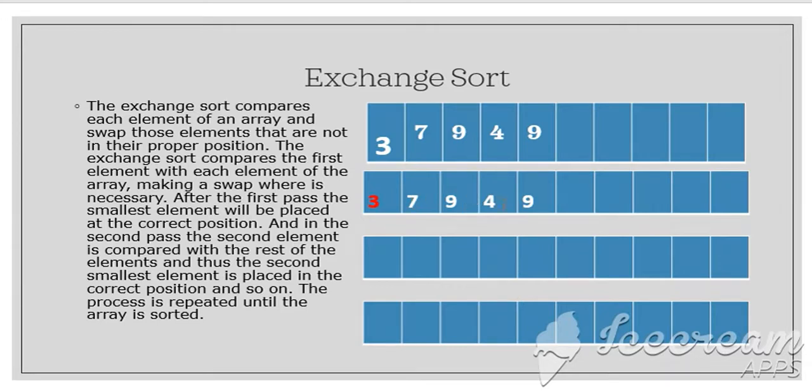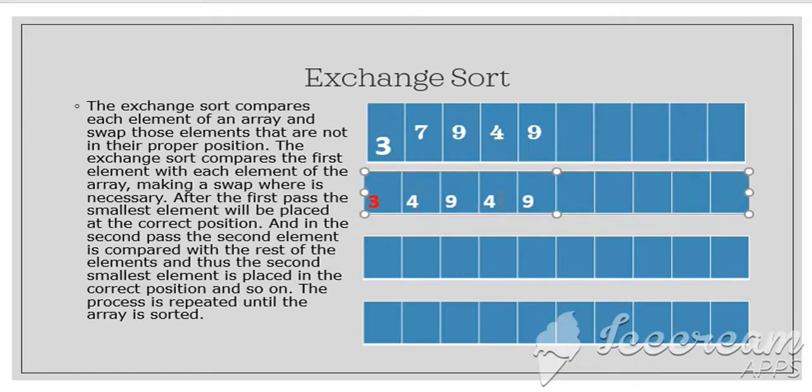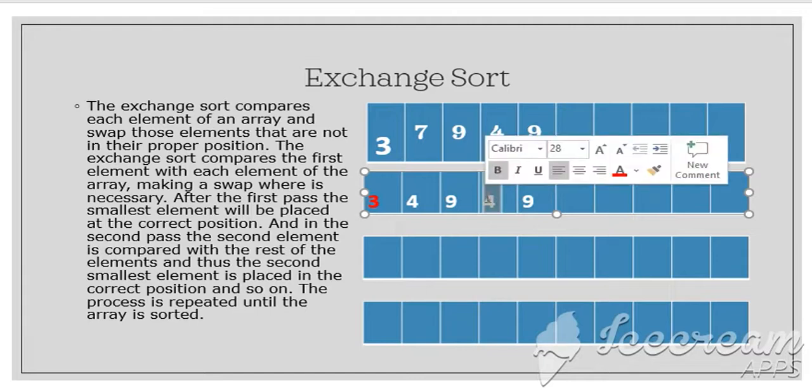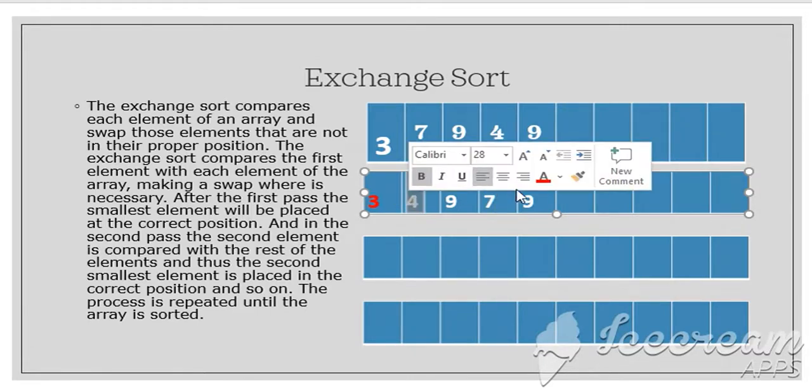Then 7 is compared with 4. As 7 is greater than 4, 7 and 4 get swapped. Then the second element is compared with the last element, whether 4 is greater than 9. No. So the second pass is over and we got the second number in the correct position.